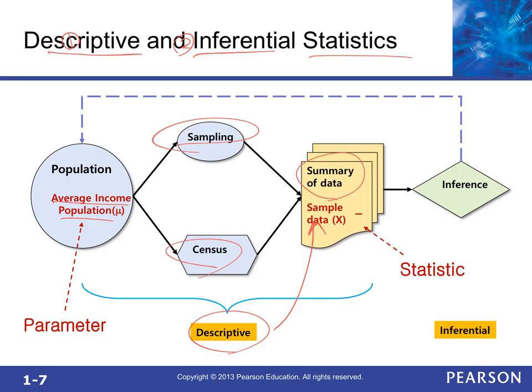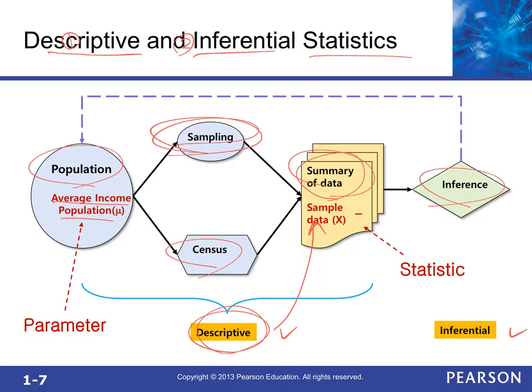And once you get that, if you get a sample from this population, and by analyzing this sample, our final purpose is to get information on this population. So from the summary of data in the sample, we wanted to get information on this population, and for this purpose, we needed to infer something. This is called inferential statistics. So that's the difference between descriptive and inferential statistics.